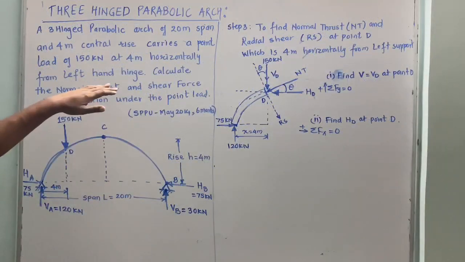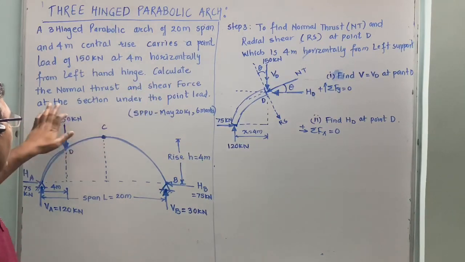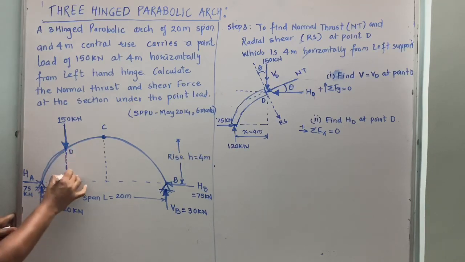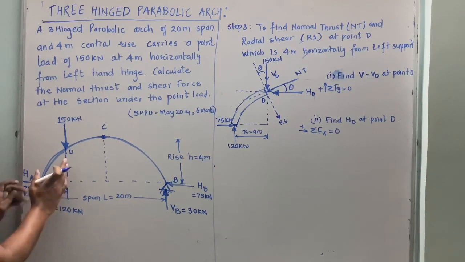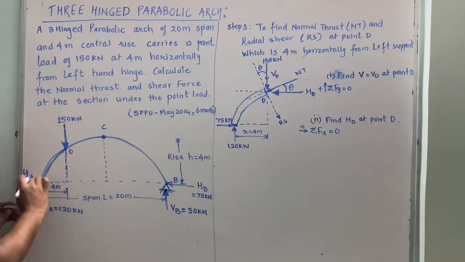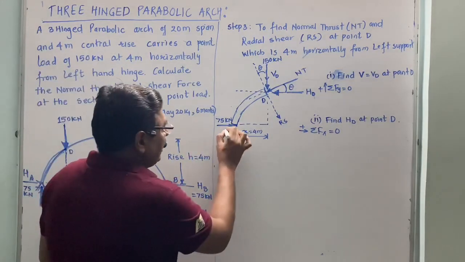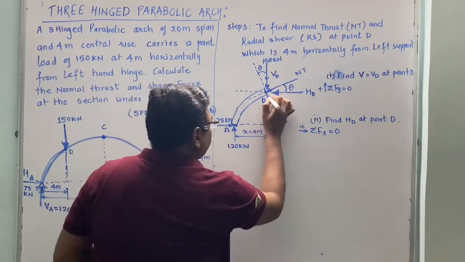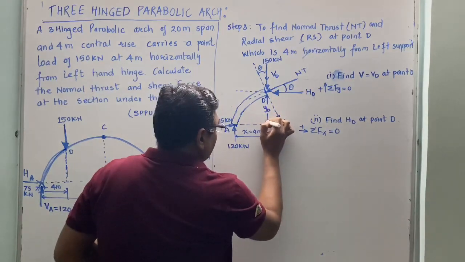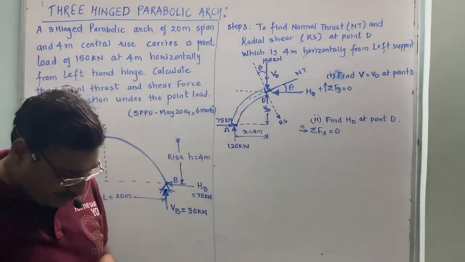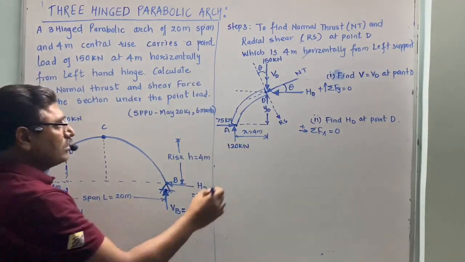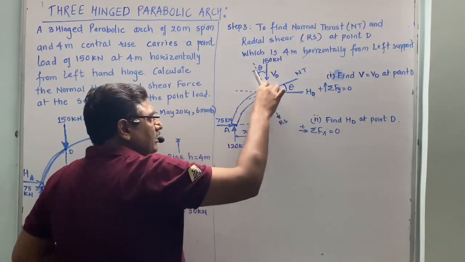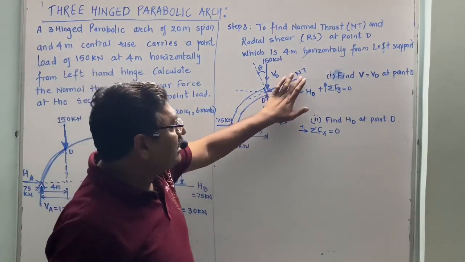So here we want to calculate the normal thrust and shear force at a section under the point load, which is at a distance of 4 meter. So we have taken this section AD in an elaborate way over here. This is your A and this point is D. This distance is X and this one is your Y at point D. Now we know that perpendicular to this plane is your normal thrust and tangential to this plane is your radial shear, and we have to calculate these two forces.